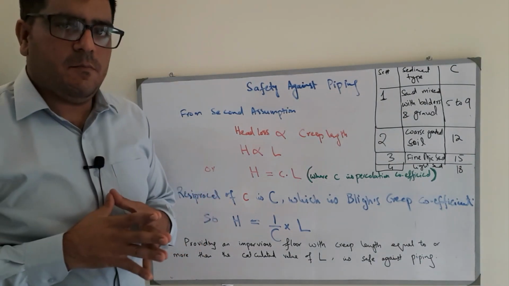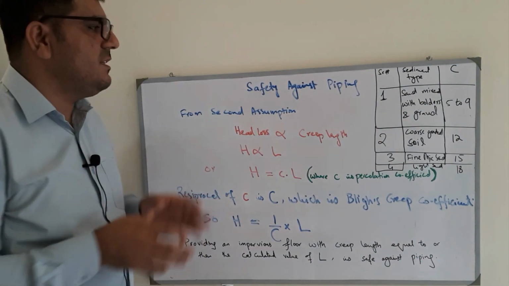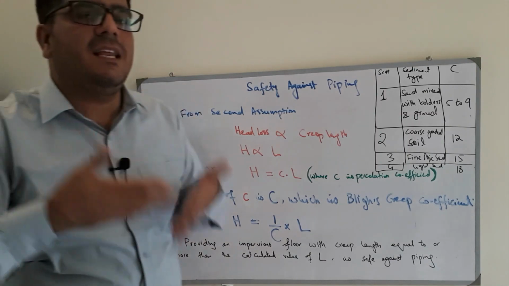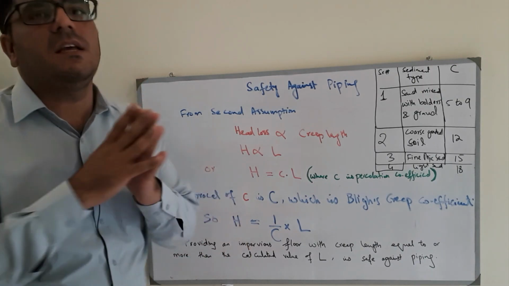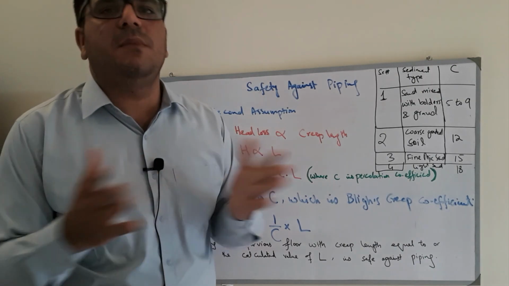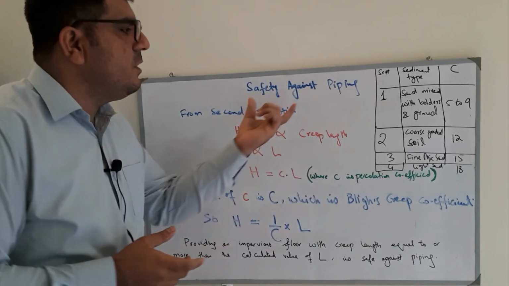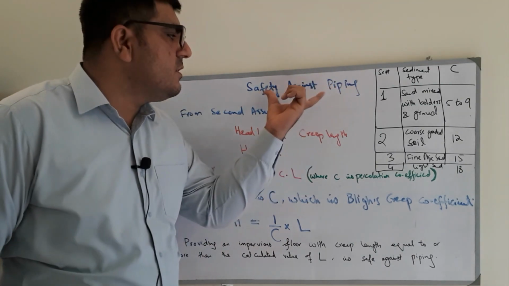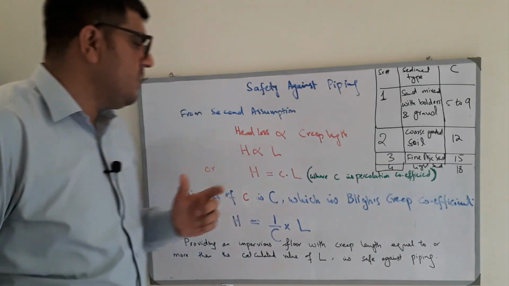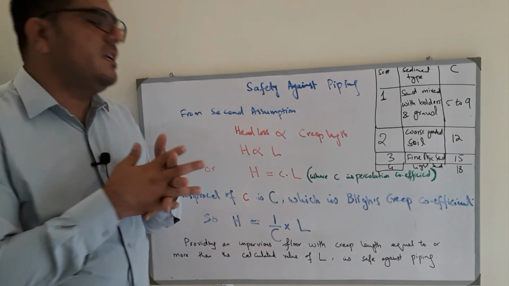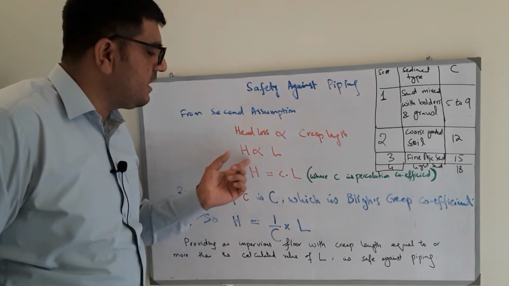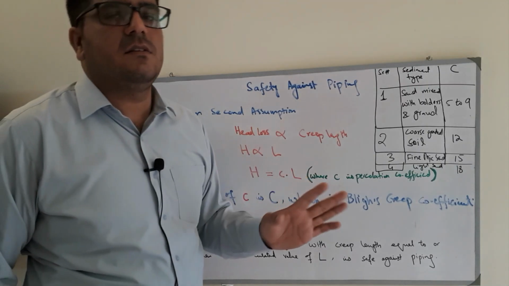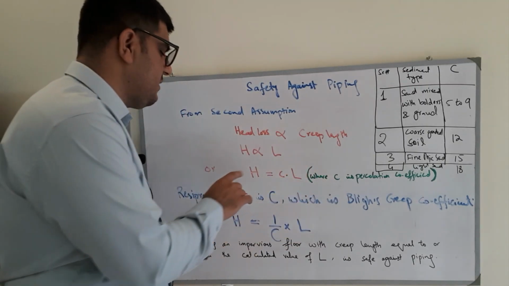So our aim, in the start of this lecture, was to design an impervious floor which is safe against piping and against uplift by using Bligh's creep theory. So the first criterion is now safety against piping. From the second assumption, we have already stated that the head loss is directly proportional to the creep length. What was creep length? We have already discussed.